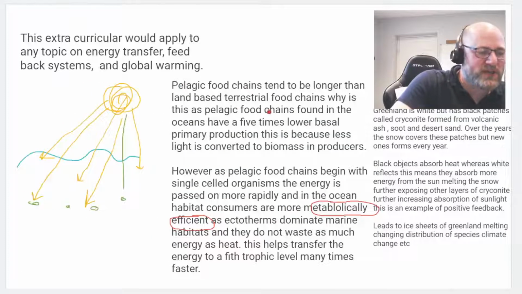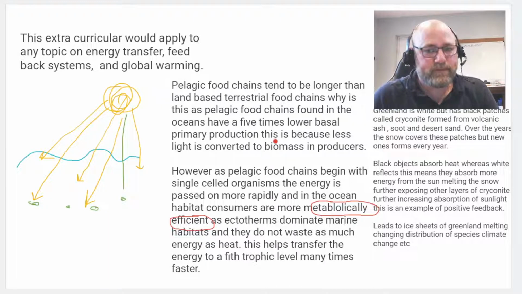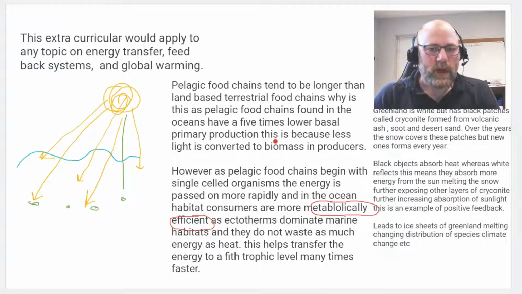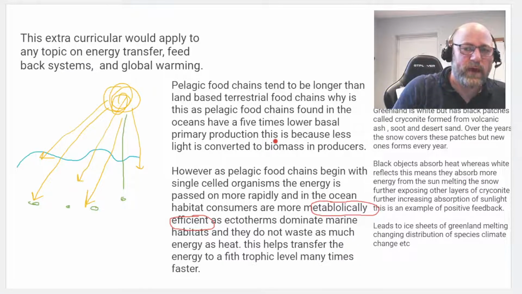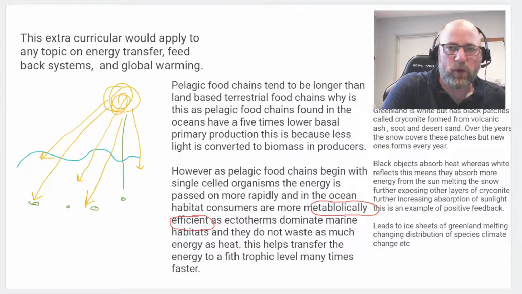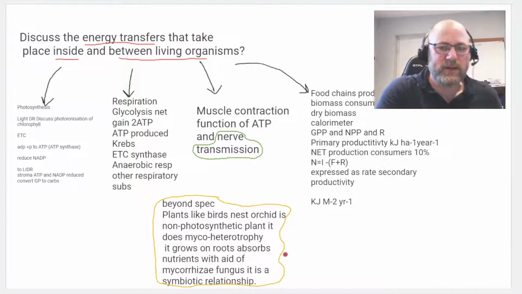So the pelagic one, you could bust the pelagic one on any spec point to do with energy and ecosystems. You could work that into anything to do with energy and ecosystems. So that could go into anything, that would be a beyond the specification to do with energy and ecosystems. Or you could go back and do this one here, which again you could work into any point, really.